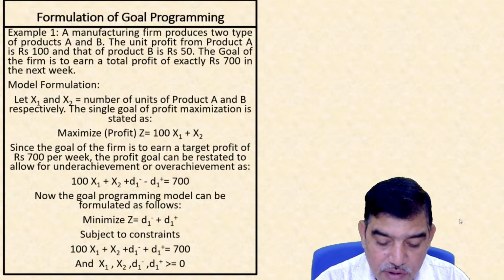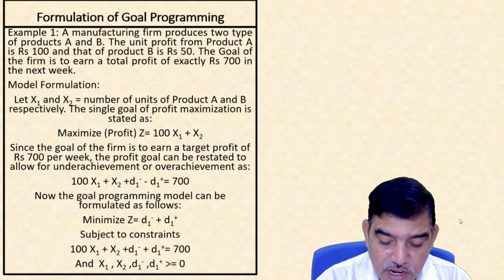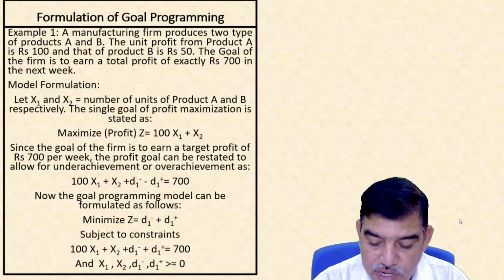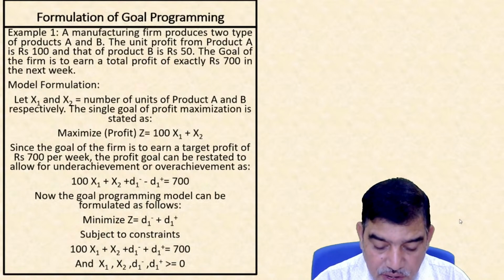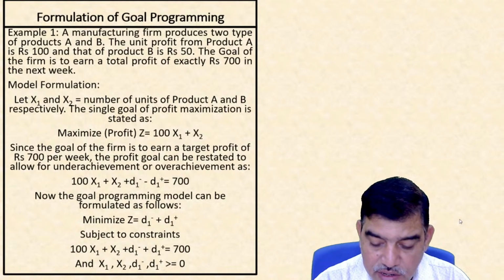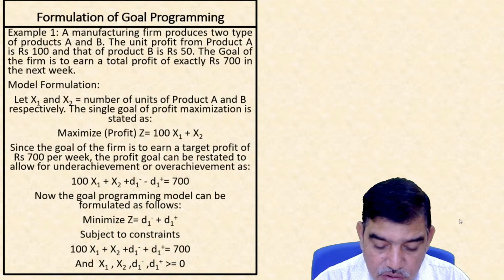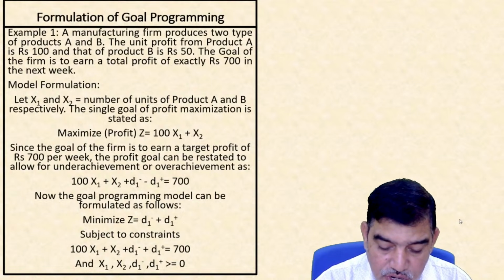Second one is your regular working hours. Salesman hours are determined by the regular working hours for each type of salesman, and the number of full-time and part-time salesmen employed. With the full-time salesman, the total regular working hours per month will be 5 into 160 equal to 800. For part-time salesman, the total salesman hours per month will be 4 into 80 equal to 320. Thus, we have two constraints: x1 plus d2 negative minus d2 positive equal to 800, and x2 plus d3 negative minus d3 positive equal to 320.